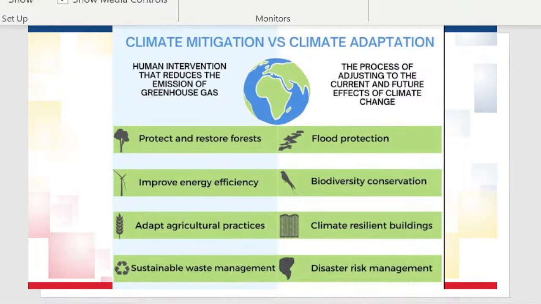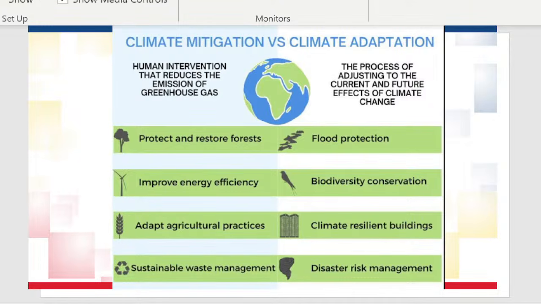So what's the difference between climate mitigation and climate adaptation? Climate mitigation is human intervention that reduces the emission of greenhouse gas. How are we going to do that? Protect and restore the forest. Improve energy efficiency using renewable resources. Adapt agricultural practices. And perform sustainable waste management and recycling.